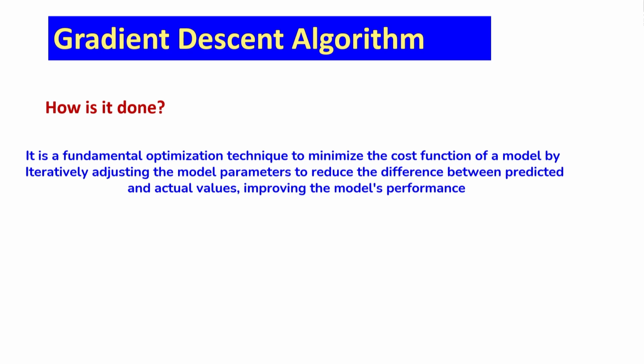So, how is it done? Fundamentally, it is nothing but an optimization technique. You understand that we optimize to do what? Optimize to minimize the error or the cost function of a model, and how we do it is, we iteratively adjust the model parameters. Like in the case of linear regression, y is equal to mx plus c, there are two model parameters: m is the slope and c is your intercept on the y axis. If you have a nonlinear model, you have many model parameters.